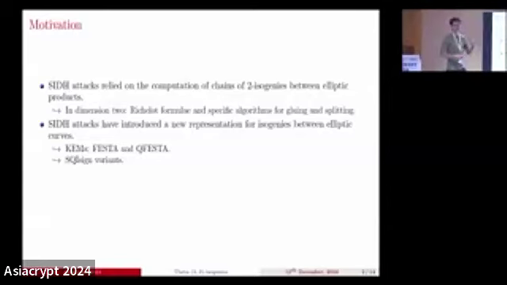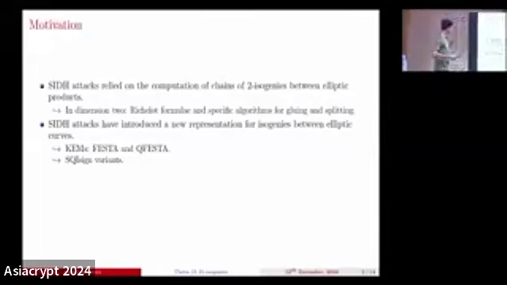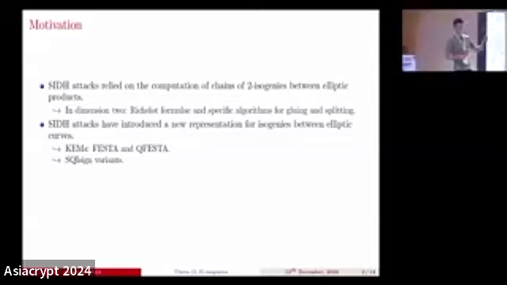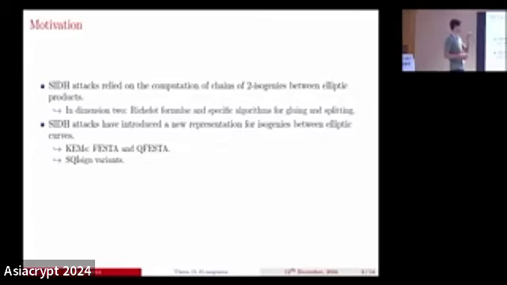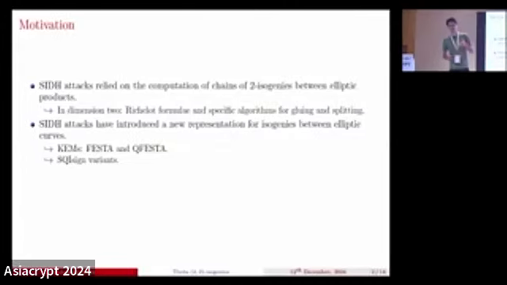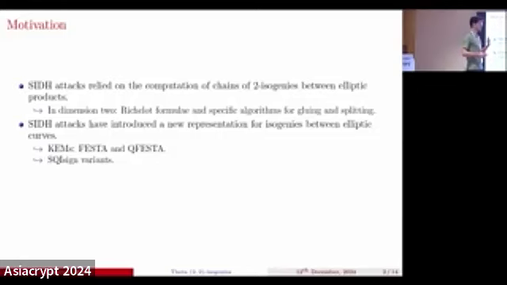Then, soon after the attacks went public, researchers realized that this could be used as a powerful tool in isogeny-based cryptography. In particular, the main byproduct of these attacks was that now we have a new representation for isogenies between elliptic curves. It means that we actually have some concrete applications. Just to name a few, we have some KEMs, like FESTA and QFESTA, and if you were there for the talks on Tuesday, you may have heard of the new SQIsign variants.